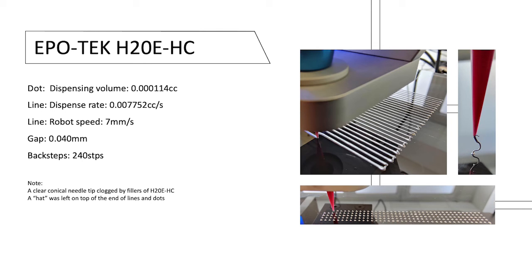Finally, over to the H20E-HC, the high thermal conductivity version of H20E. It is a much thicker, higher viscosity epoxy system, partially due to its higher silver content. So here, the same dispensing parameters were utilized, except for a larger backstep was required. Even with that larger backstep, there was still clear clogging in the needle tip, and many of the dots formed a little tail, a small hat, if you will.